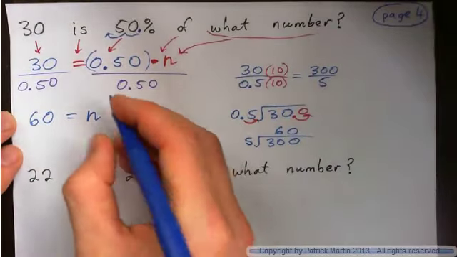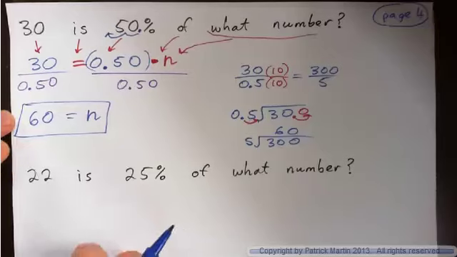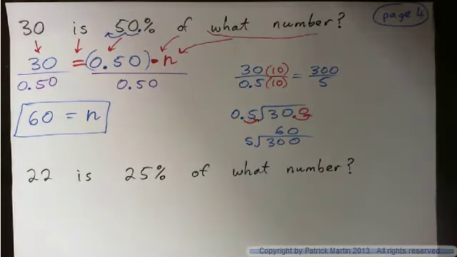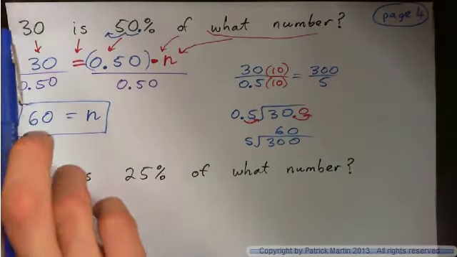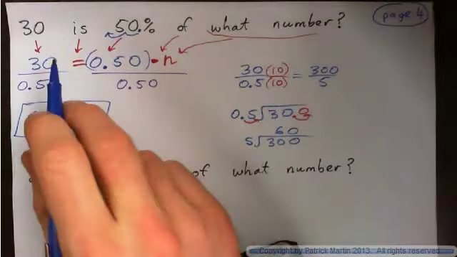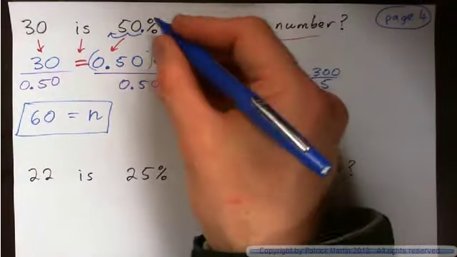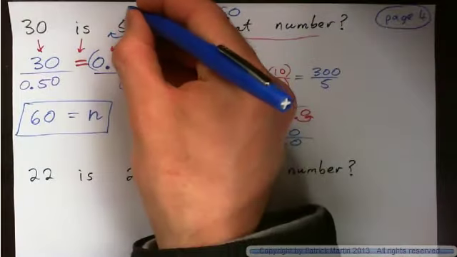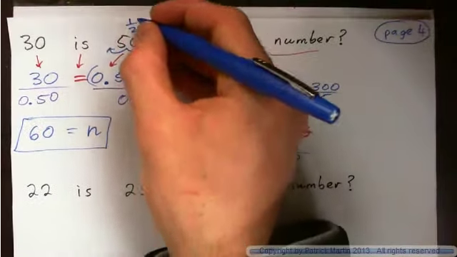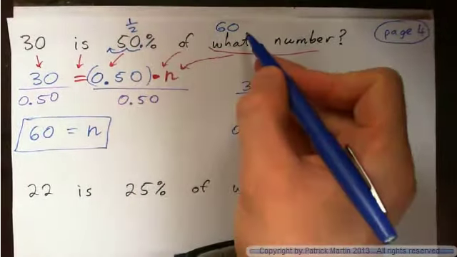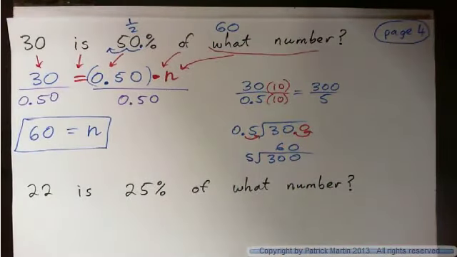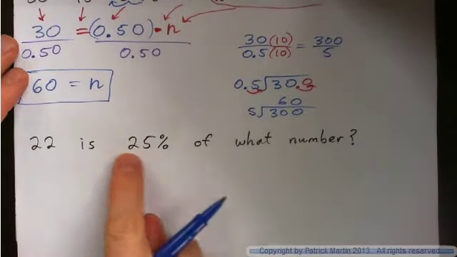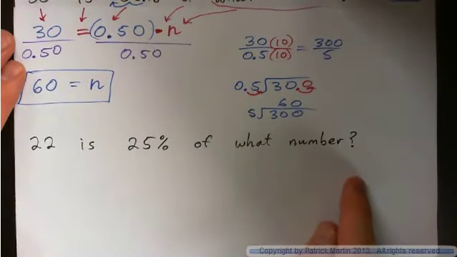So 60 equals n. Does that surprise you? n is 60. 30 is 50% of what number? 30 is 50% of 60. 50% is a half, isn't it? 30 is 1/2 of 60. That makes sense, right? The number is 60. Yep.